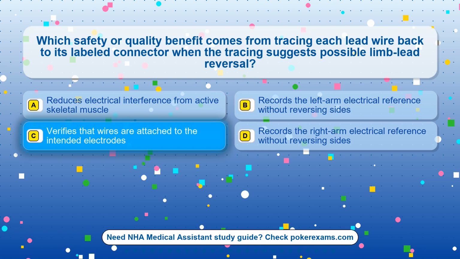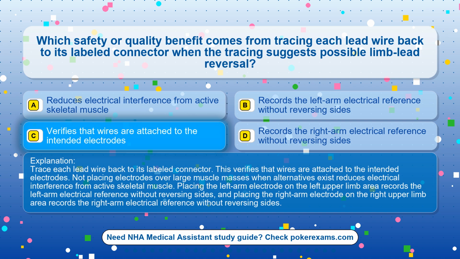The correct answer is option C. Verifies that wires are attached to the intended electrodes. Trace each lead wire back to its labeled connector. This verifies that wires are attached to the intended electrodes. Not placing electrodes over large muscle masses when alternatives exist reduces electrical interference from active skeletal muscle. Placing the left-arm electrode on the left upper limb area records the left-arm electrical reference without reversing sides, and placing the right-arm electrode on the right upper limb area records the right-arm electrical reference without reversing sides.